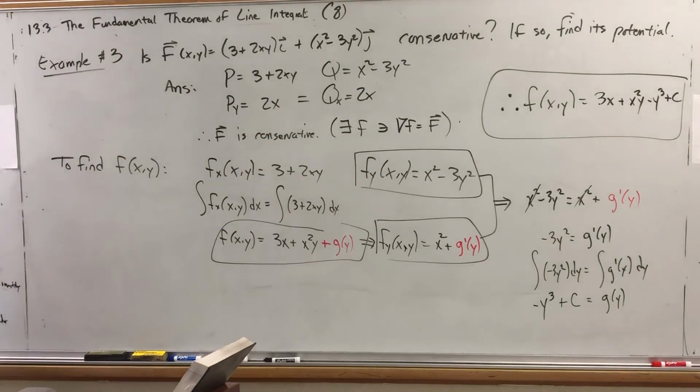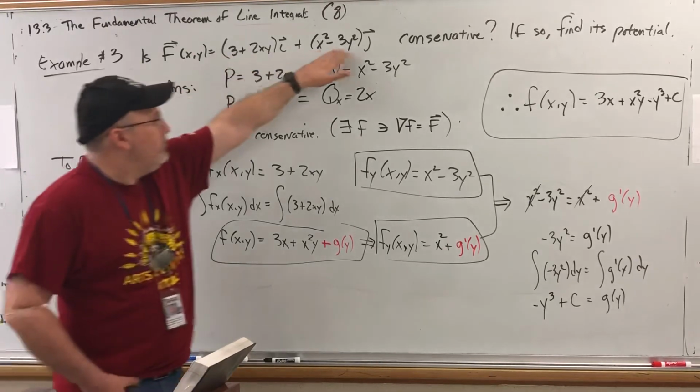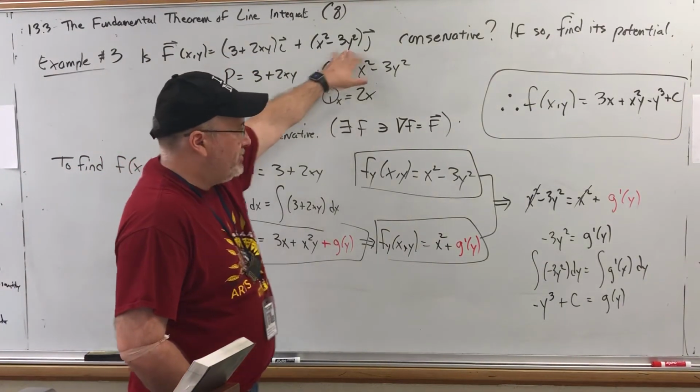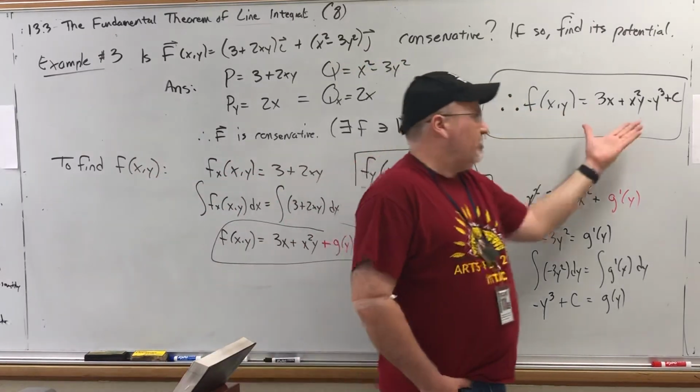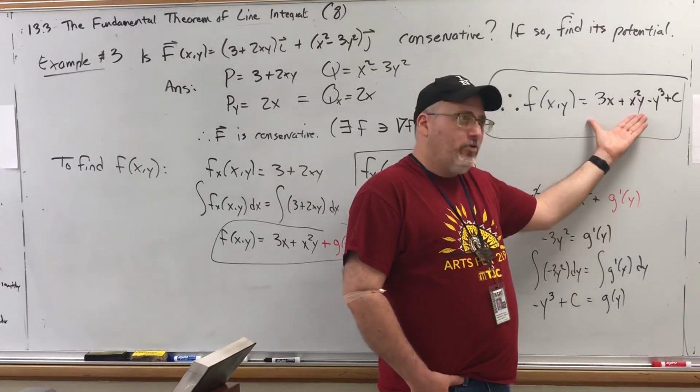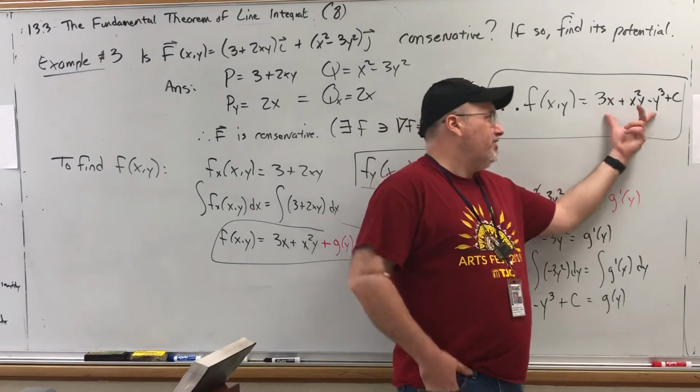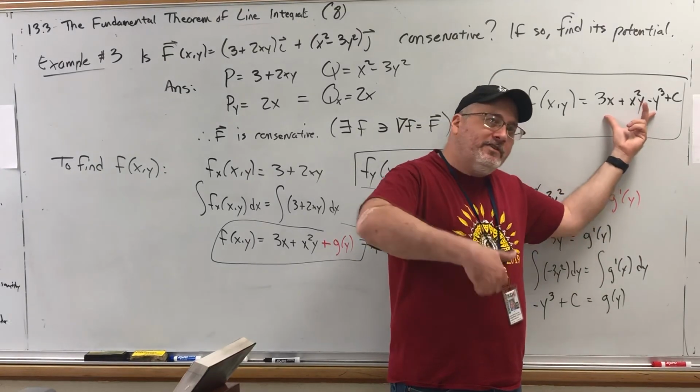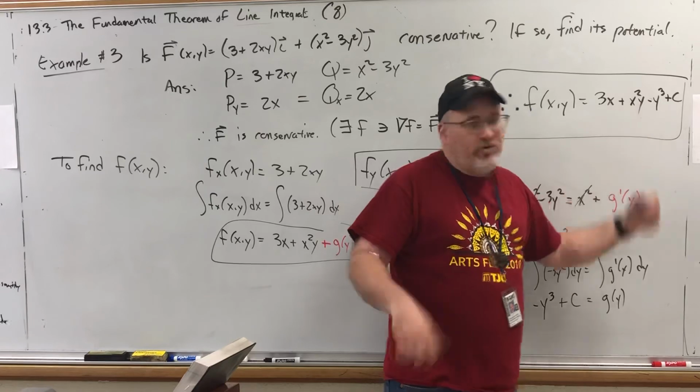It's a lot of work to go through, but if we're evaluating a line integral of this, and we know that it's the gradient of this, now it suddenly becomes easy to evaluate the line integral, because we would just have to evaluate this at the end point of the curve, this at the initial point of the curve, and subtract the two results.